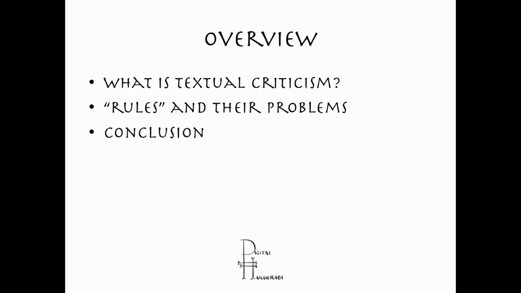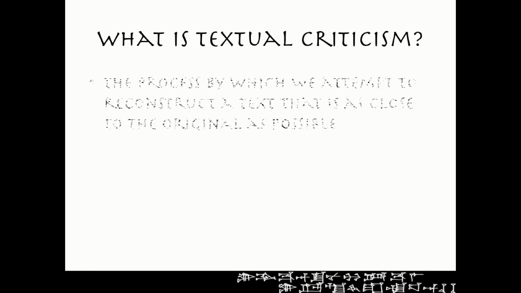So what we're going to talk about today is what textual criticism is. As you remember, yesterday we looked at how we got to the place where we needed to do textual criticism. So having the variety of manuscripts with the many different variants, how do we figure out what the text is, the original text? What was the autograph? What was there? Because we don't have it anymore. So what is textual criticism? What are the rules, quote unquote, and the problems that are associated with them? And then we'll tie it all together with a conclusion. So let's take a look.